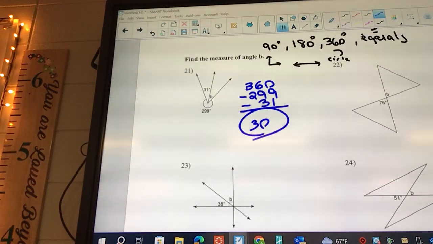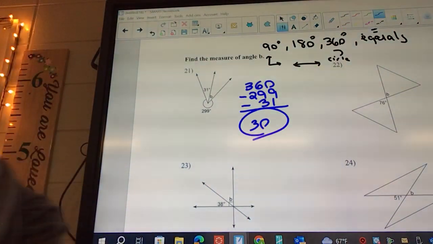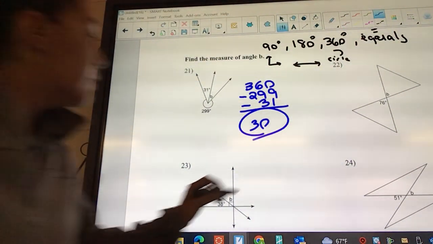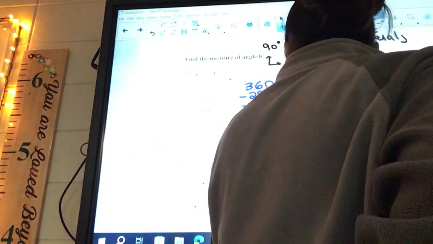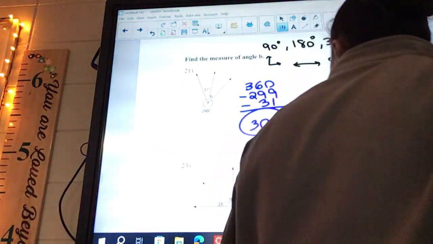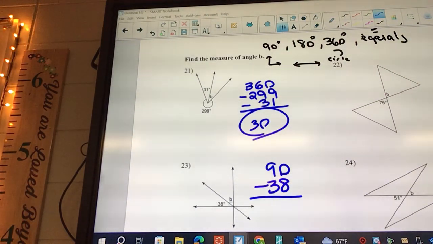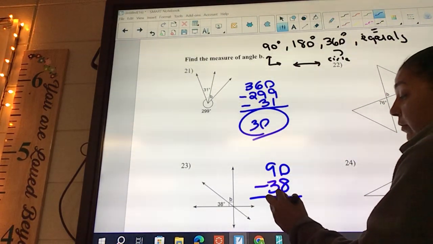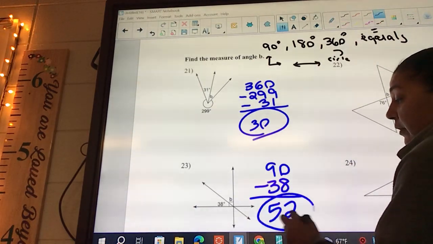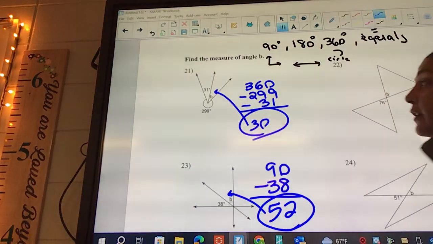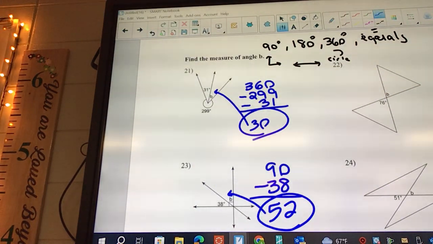Okay, if we look at 23, are we going to be using 90, 180, 360, or equals? 90. So you're going to say 90 minus 38 is going to give me that B. And what is 90 minus 38? 52? Yeah. 52. And really that one is 52. This one right here is 30. Okay, to that B.